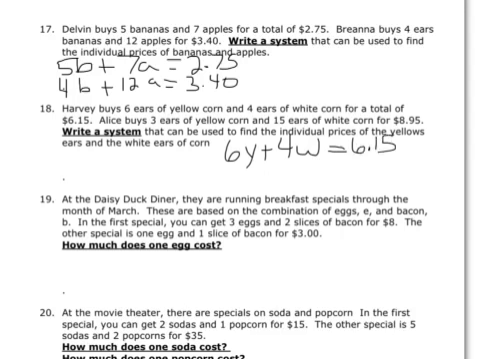Now we're going to take Alice's purchase. So she took 3 ears of yellow corn plus 15 ears of white corn, and altogether she spent $8.95. So that would be our second equation for this system. And then it just asks us to write it, so we're not going to solve this one either.